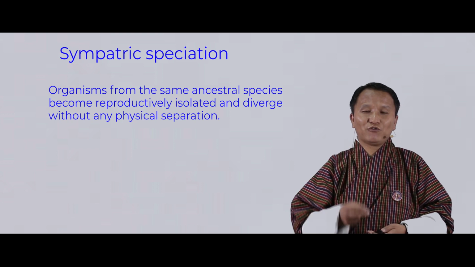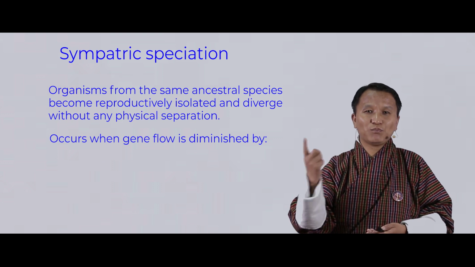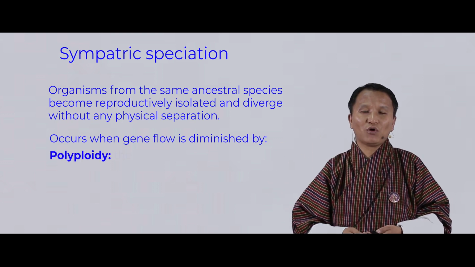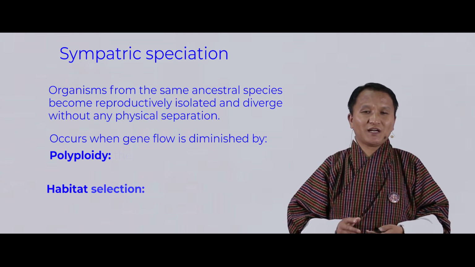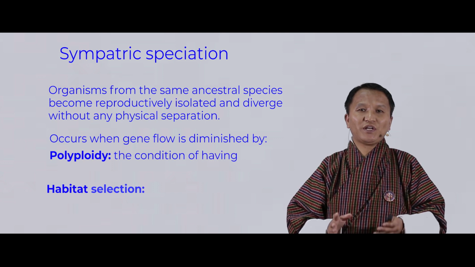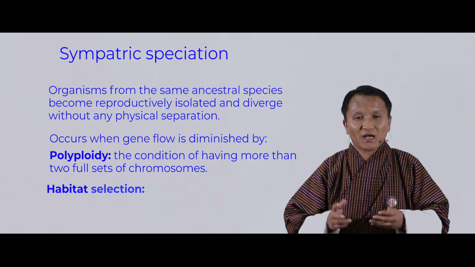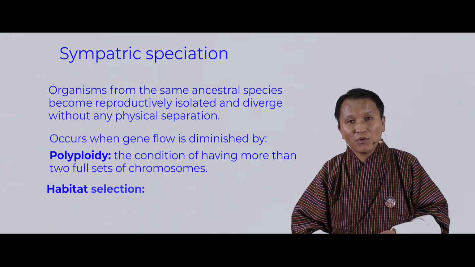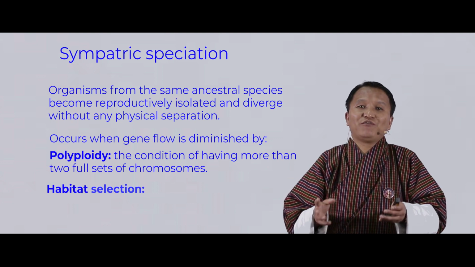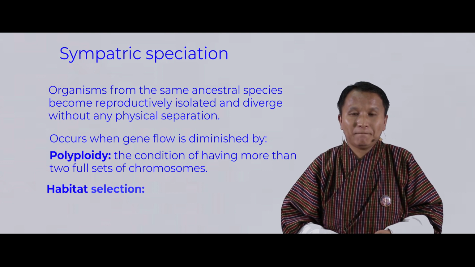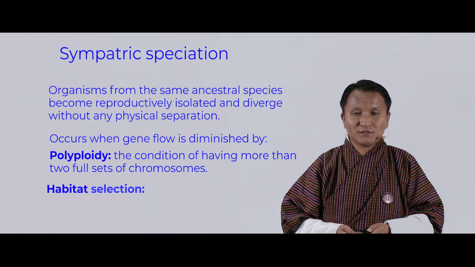So there are two driving forces that create sympatric speciation. One we call polyploidy, and second we call habitat selection. Polyploidy is the condition in which organisms tend to have more than two sets of chromosomes. A condition where there is presence of more than two full sets of chromosomes. Such a condition, if found in animals, will not be able to survive. Therefore, polyploidy generally happens in plants.